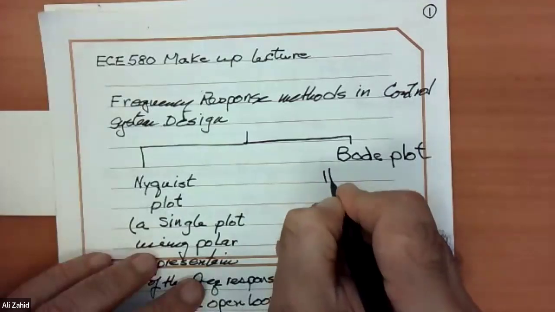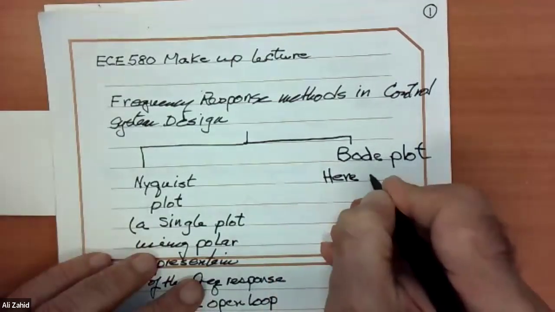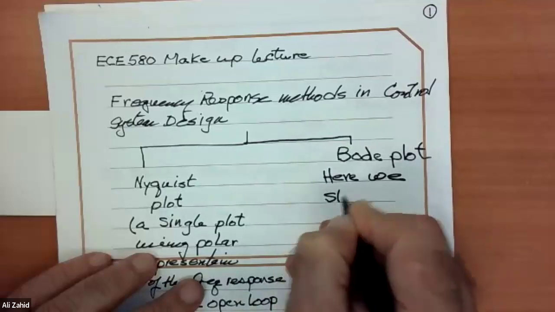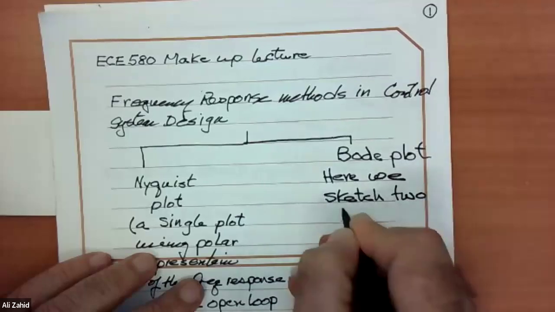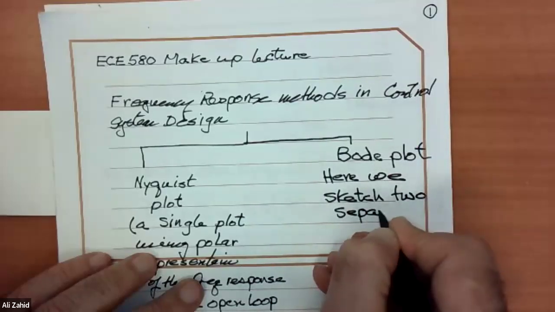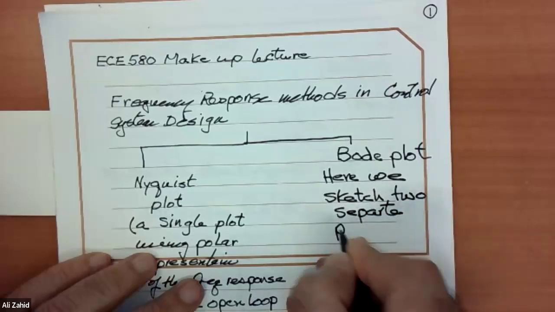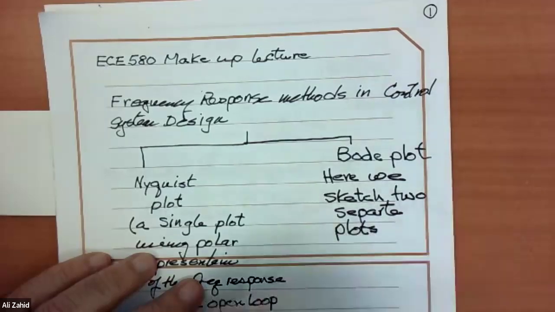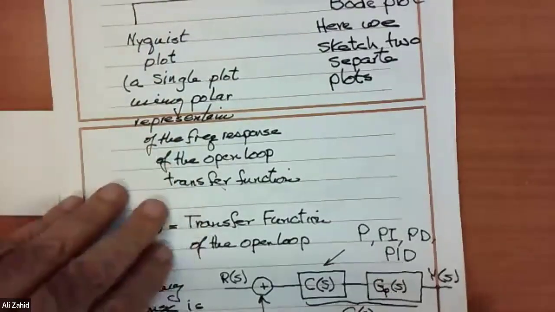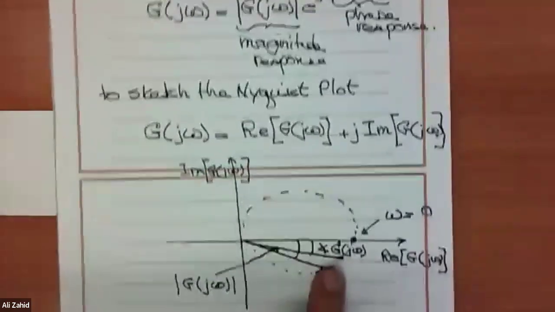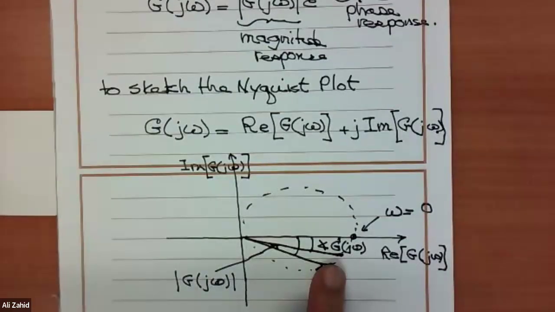Here we sketch two separate plots. And here one more time. How many plots did we sketch in the Nyquist plot? How many plots did I sketch? It's just one, right? One plot. I performed just one plot.